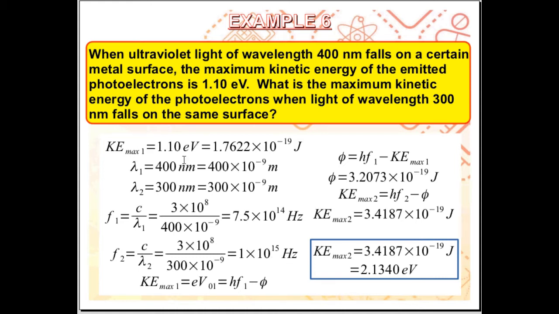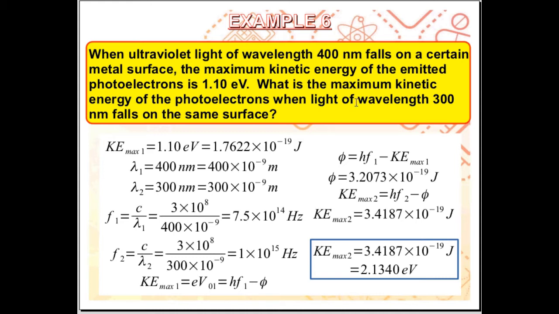Now, the kinetic energy of the photoelectrons for the first case, KE max 1, is just equal to eV naught 1. Kinetic energy max 1 is also equal to hf1 minus phi, the work function of the surface. So, using eV naught 1 is equal to hf1 minus phi, we are able to calculate the work function of the material of the surface, 3.2073 times 10 to the negative 19 joules.